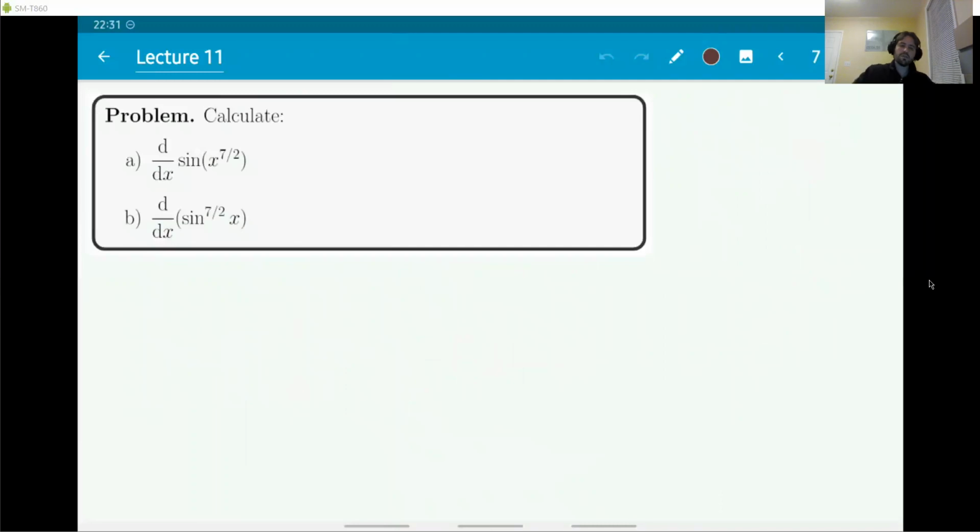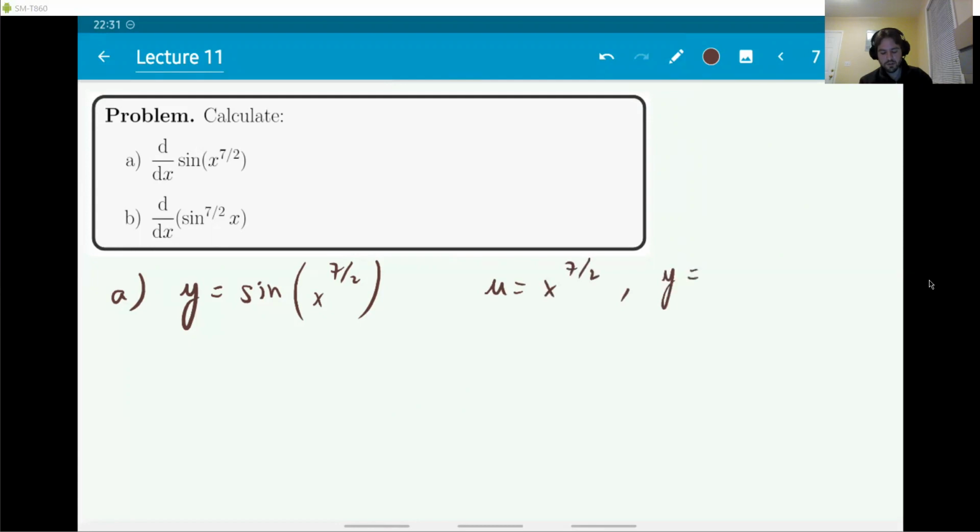This is two examples where I'm changing the roles of the inner and outer function. They should be very quick. At this time, we're not even asking for the domain, just the formula. In the first one, we want d/dx of the function sine of x to the 7/2. The inner function here is x to the 7/2. The outer function is sine of u.